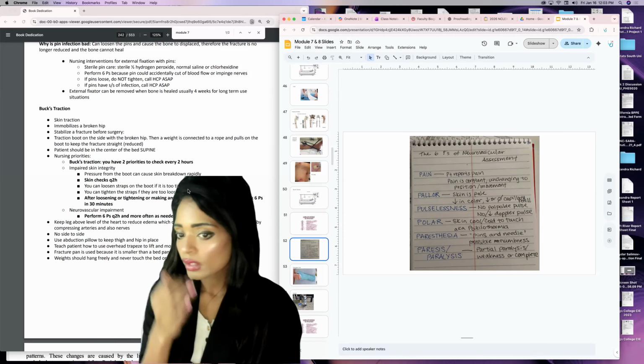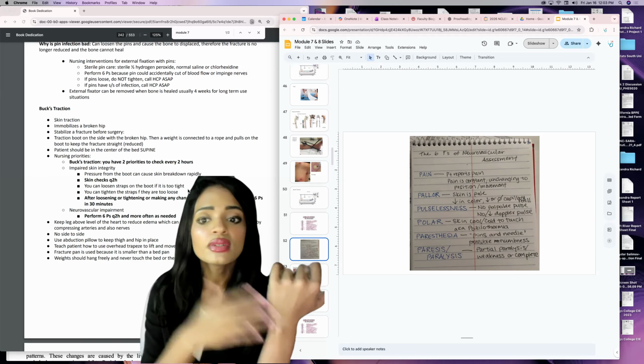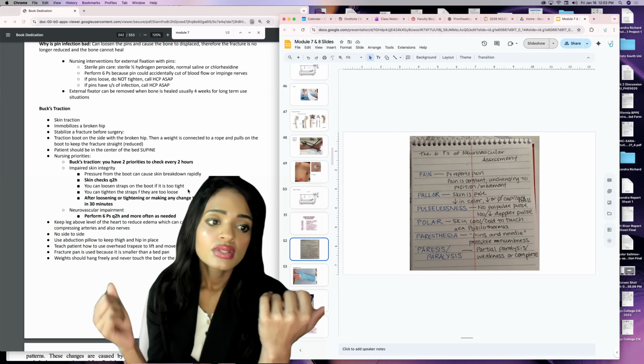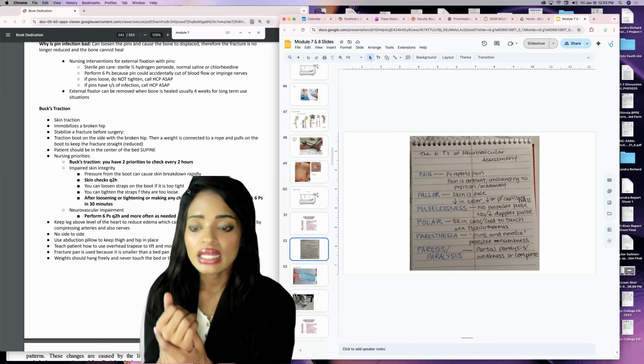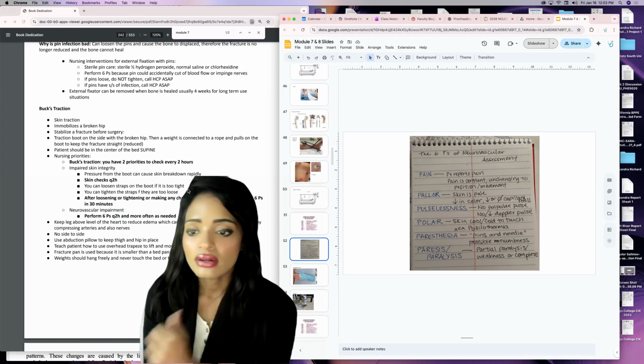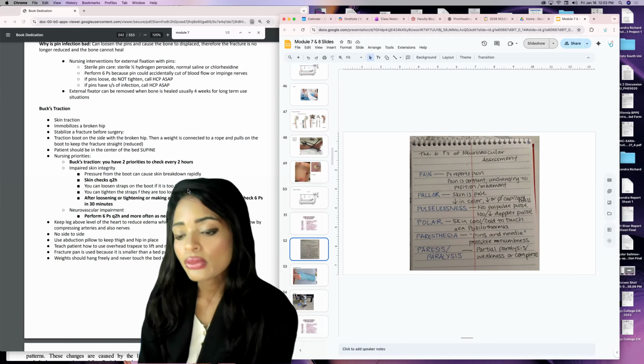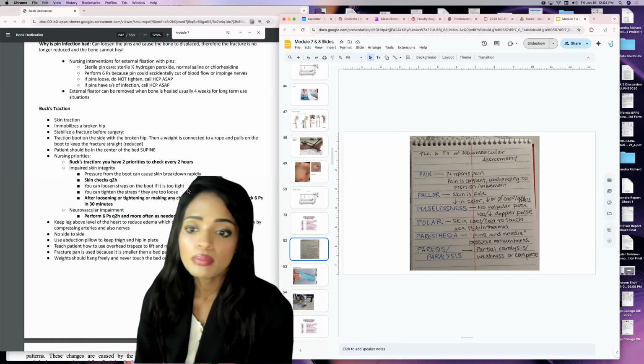Polar, that means the skin is cold, and you can always compare it to the other extremity, so that can kind of give you a guideline. And also the color too, use the other extremity to compare. And polar is also called poikilothermia, but I always say polar.